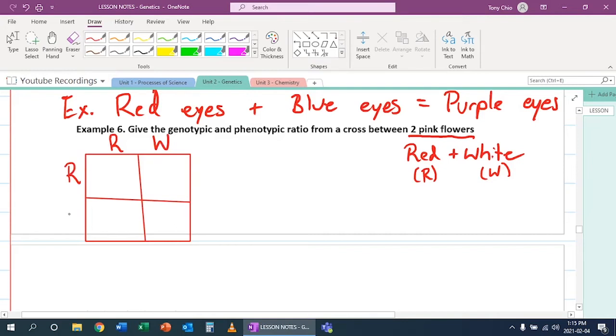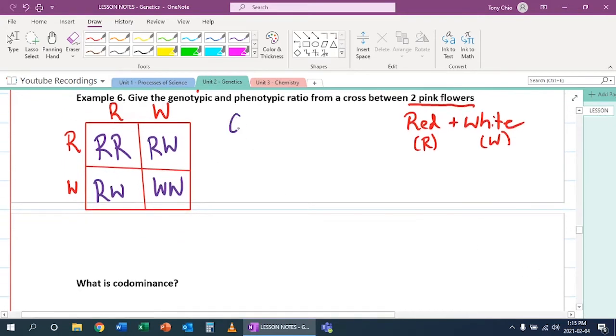The R allele and the W allele. So what would happen to the Punnett square? You're going to have an RR here, an RW here, an RW here, and a WW here. So look at this then. What is the genotype ratio going to be? In this case, you're going to have these genotypes: RR, RW, and WW.